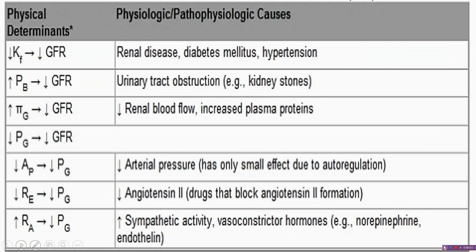Lastly, there are some diseases which alter the GFR. GFR is decreased in renal disease, diabetes mellitus, and urinary tract obstruction, which increases the Bowman's capsular hydrostatic pressure. Also, when the renal blood flow is decreased, GFR is decreased. When plasma protein is increased, the GFR is decreased. And when the arterial pressure decreases, or with angiotensin II or sympathetic activity, the GFR is also affected.